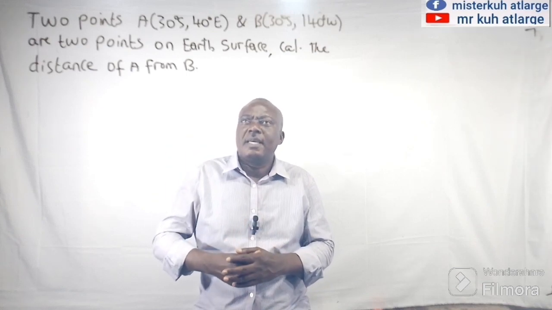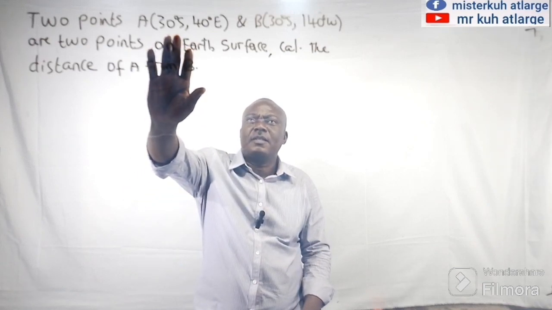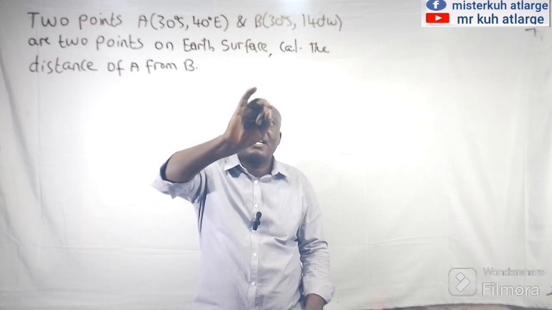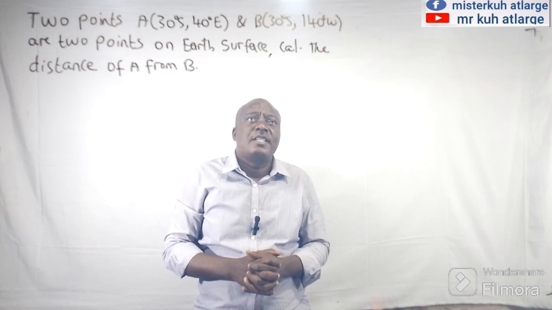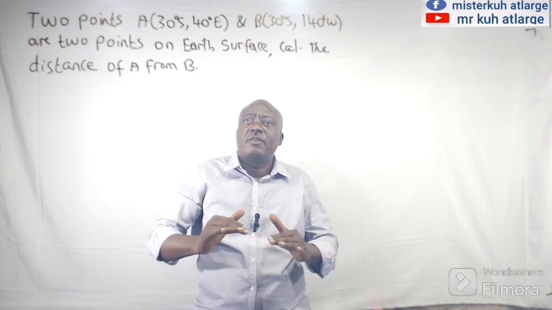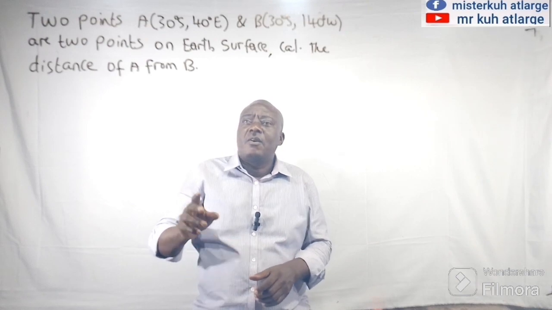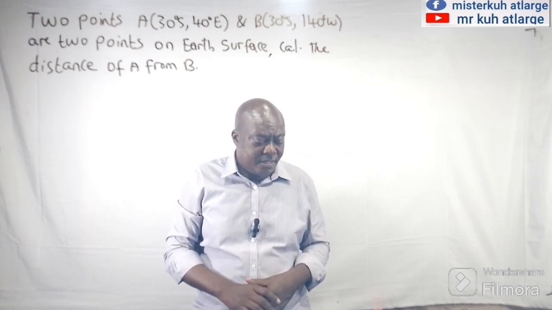2 points, A, 30 degrees south and 40 degrees east, and B, 30 degrees south and 140 degrees west, are 2 points on Earth's surface. Calculate the distance of A and B.